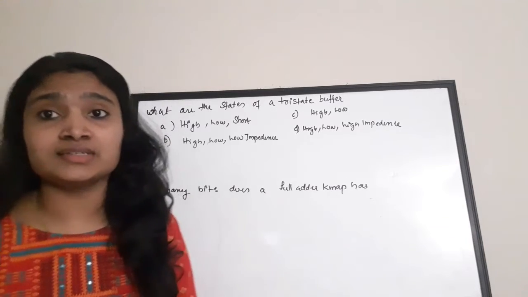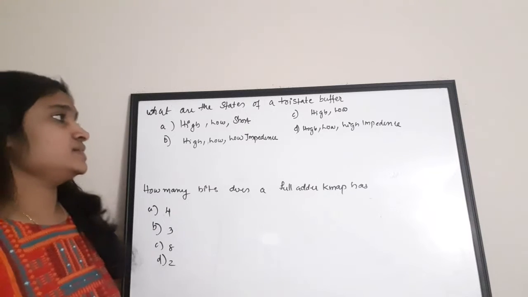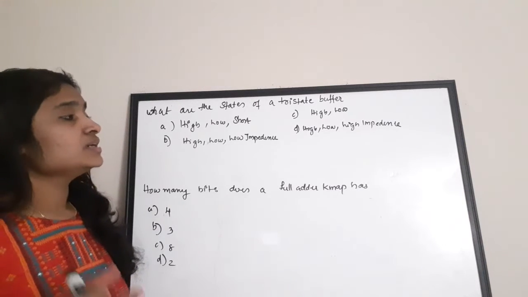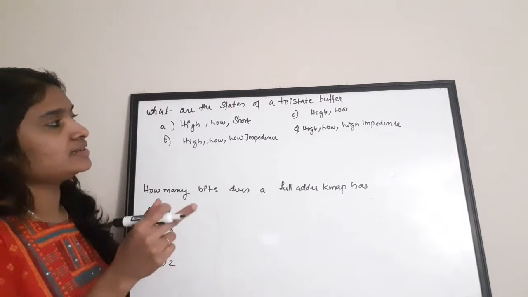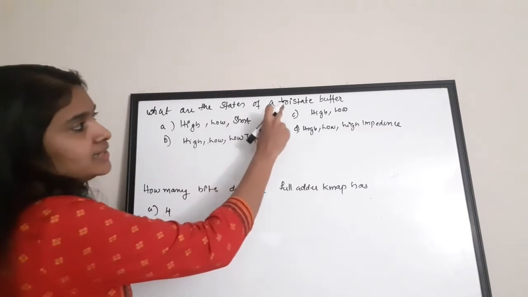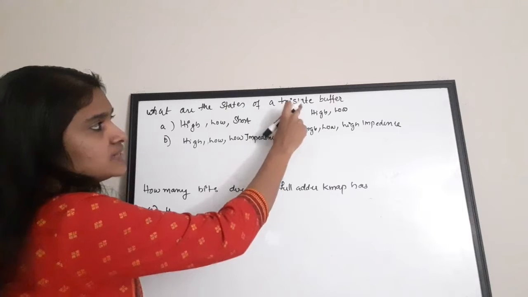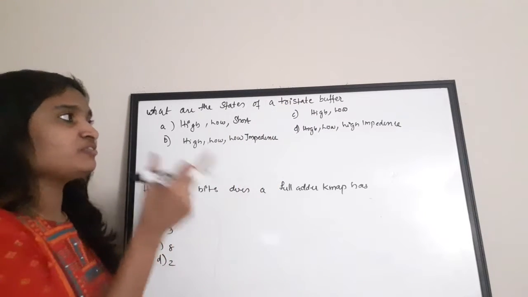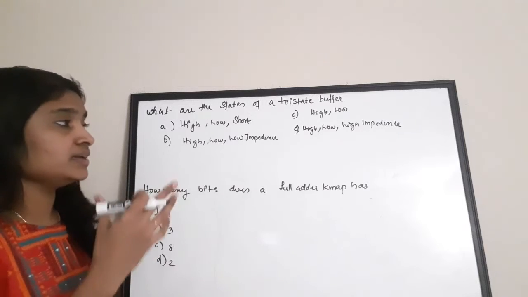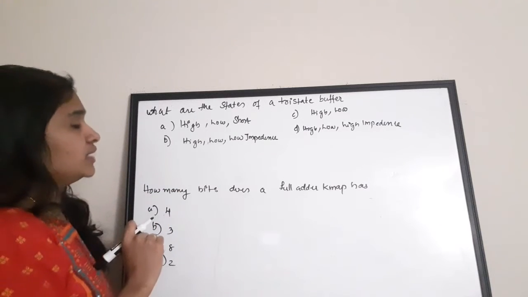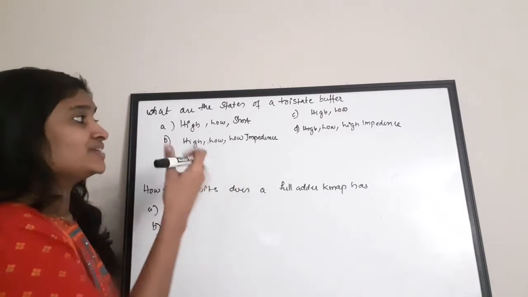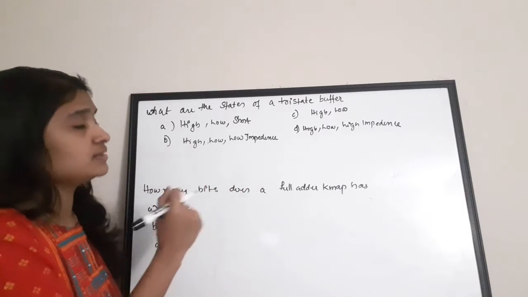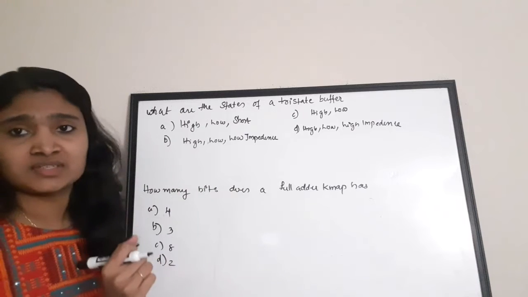The next question is this. What are the states of a tri-state buffer? So what is actually a tri-state buffer? Actually this question is a little simpler. See here, it is given as tri-state buffer. Tri-state means 3 states, right? So this buffer has 3 states. Okay, so most of the options have 3 states. So you can't just answer from that statement. You should know about the tri-state buffer.